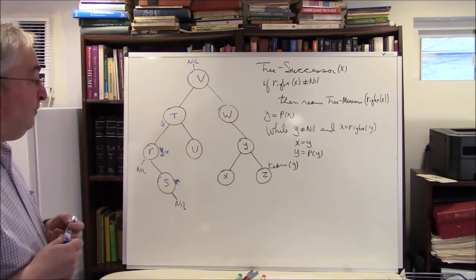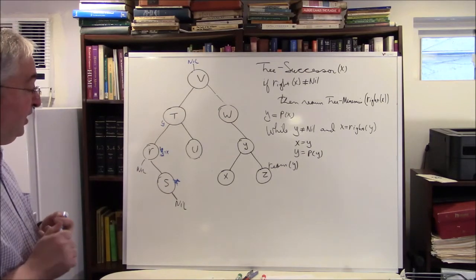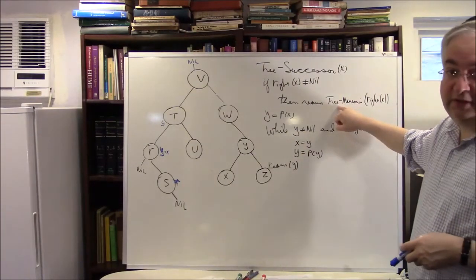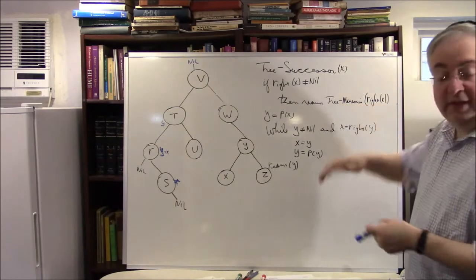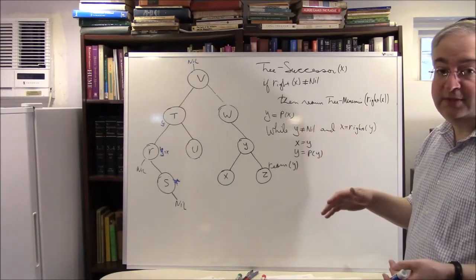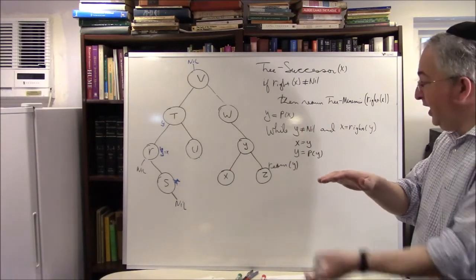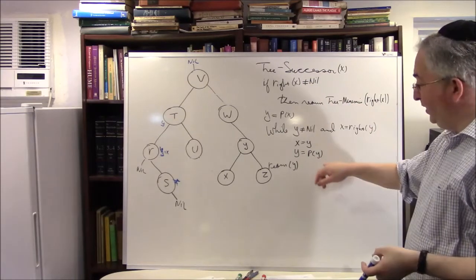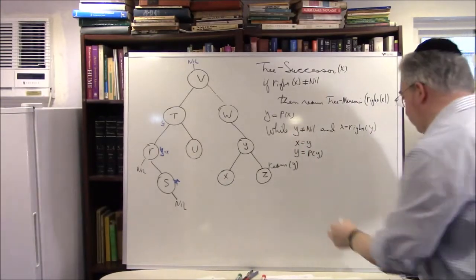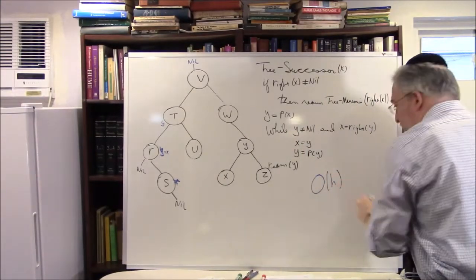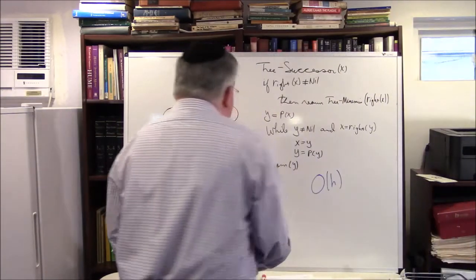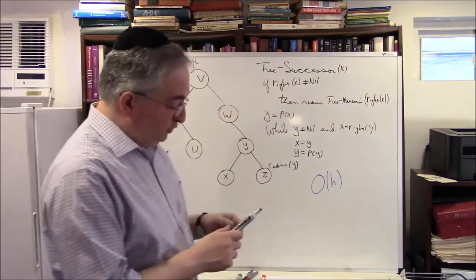Question, how much work is done? Well, if you think about it, you're doing one of two things. Either you're climbing down the tree to the minimum, and then it's O of H. Or you're climbing up the tree, and the worst possibility is you start from the bottom of the tree and climb all the way to the top, and that's O of H. So you're either going to do O of H here or O of H here, and so the algorithm is O of H, the order of the height of the tree. Great.